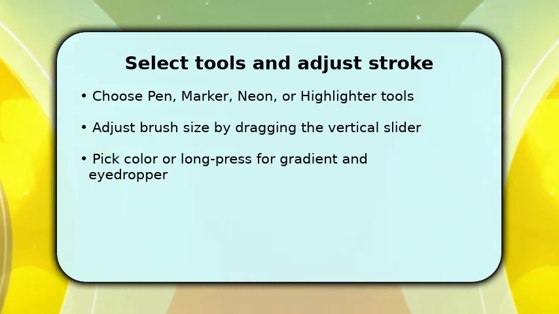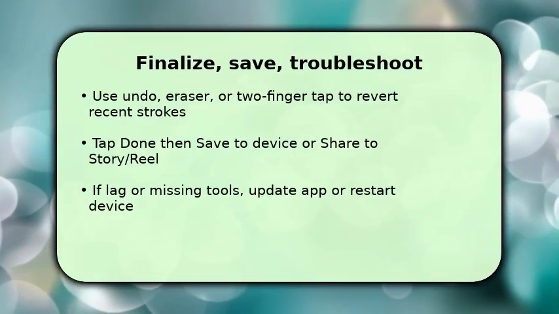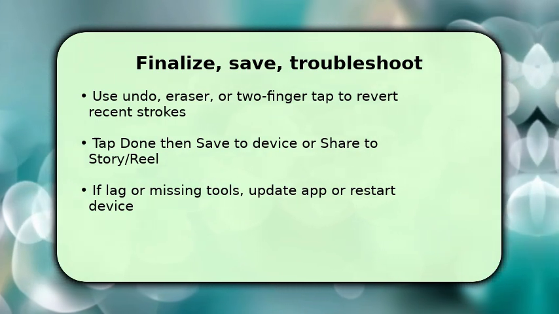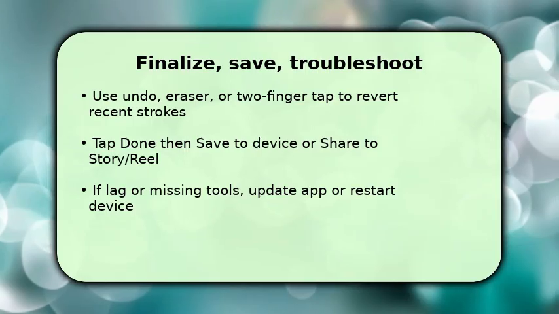To finish, refine details with the eraser or undo. A two-finger tap also undoes the last action, which helps when you overdraw. When content looks right, tap Done, then save to keep a copy locally or share to publish immediately.